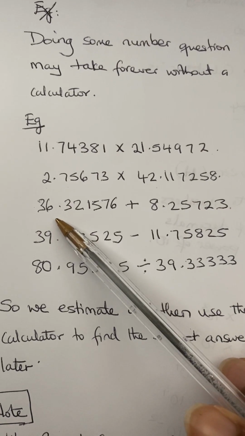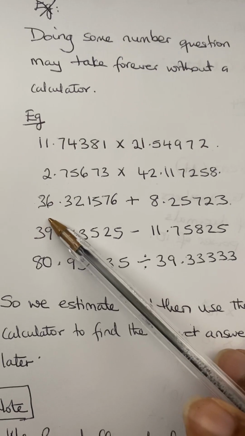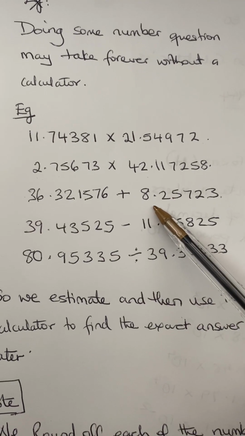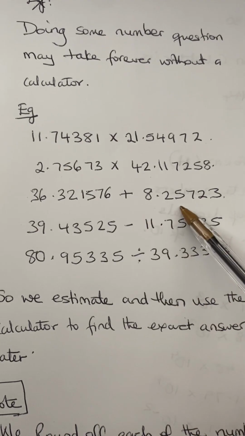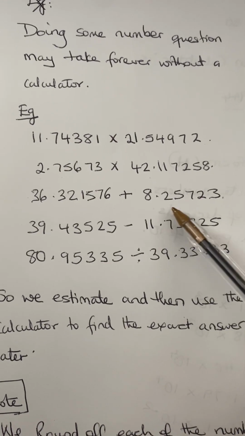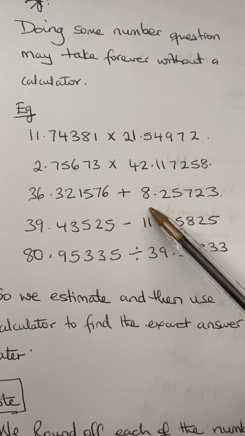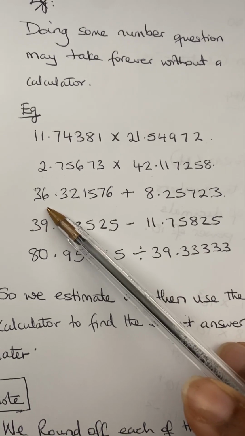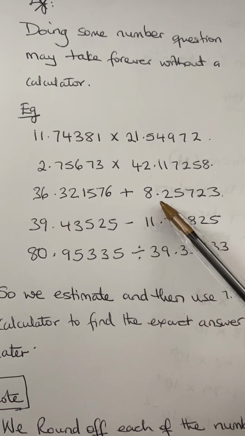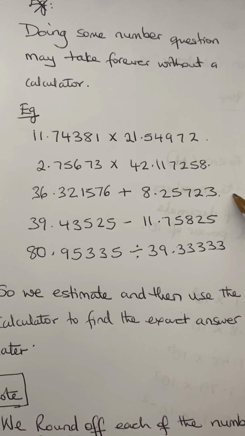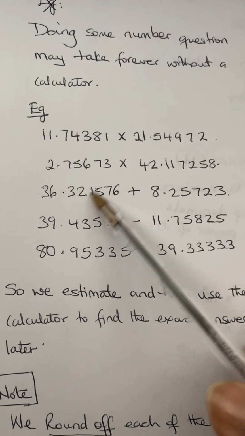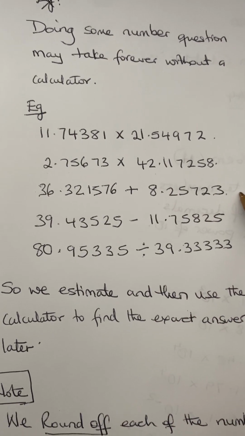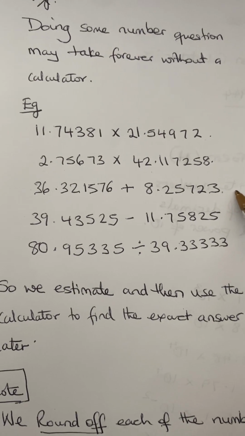Look at this number. 36 is nearer to 40 and 8 is nearer to 10. So these two figures, if I add them, I should be getting approximately 40 and 10, so about 50, or 40 and 8, so about 48. Okay.